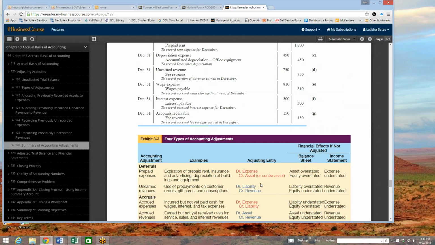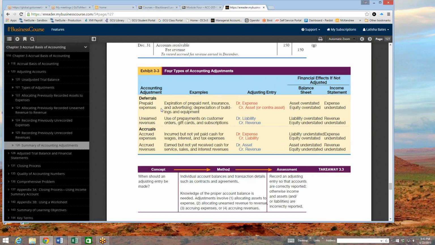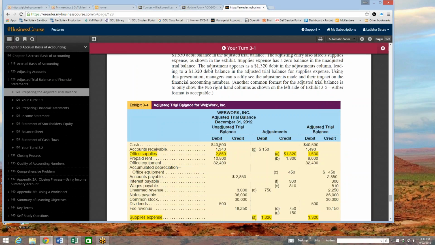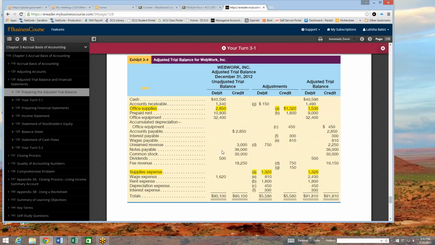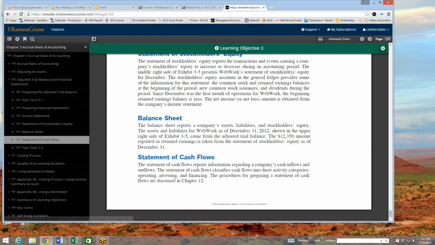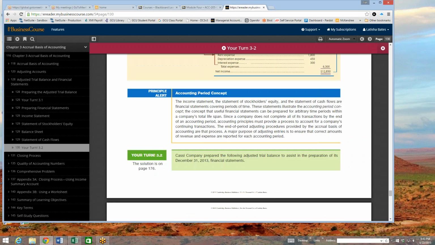Okay. Also make sure that you mark page 127 for the 4 types of accounting adjustments. Okay? So this is an excellent resource for you. All right? This is all in chapter 3. So chapter 3 is kind of a critical chapter that you definitely want to go back and review. This also has your trial balance and balance sheet with the adjustments. You might want to mark that. It's page 130.